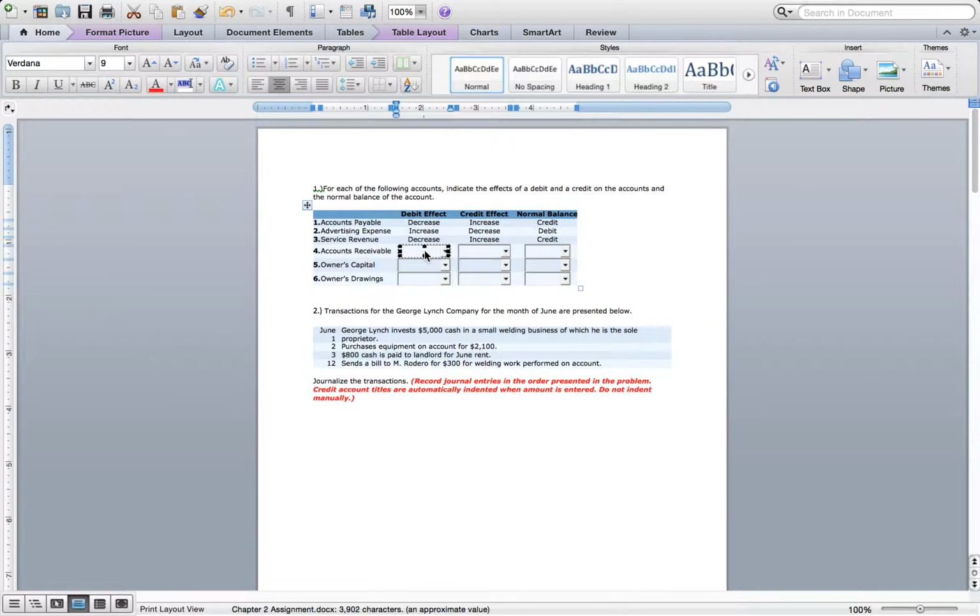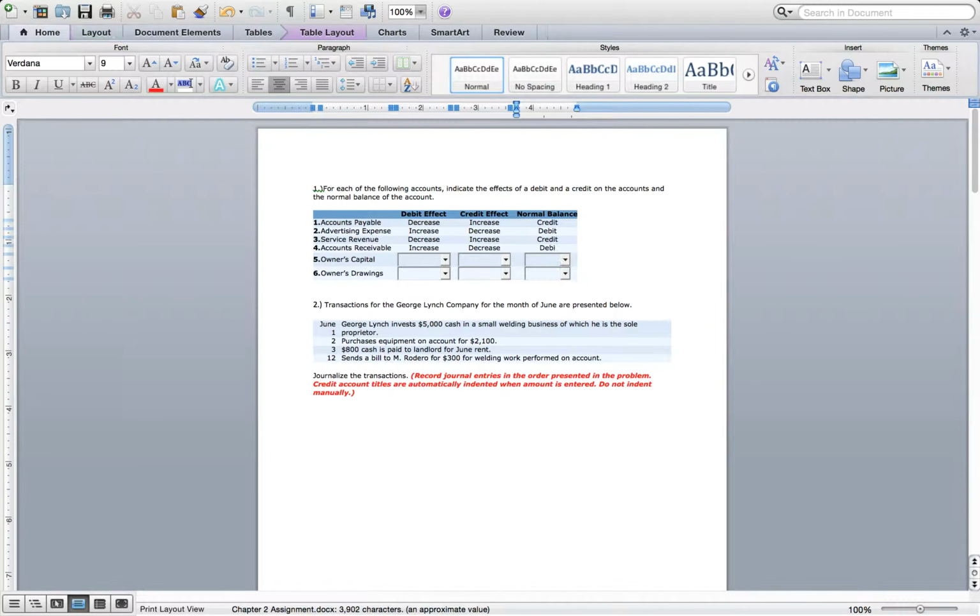Now we move on to assets. All assets are increased with debits, and a credit will decrease it. And the last part, the normal balance would be a debit balance.